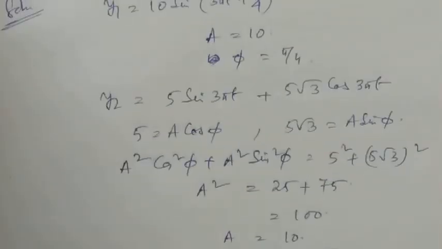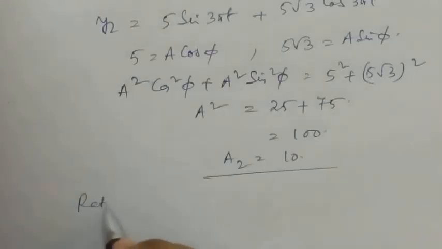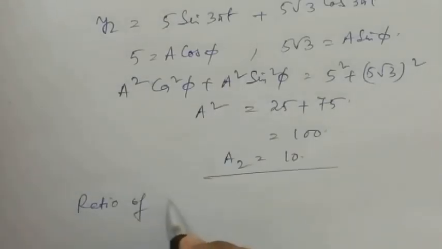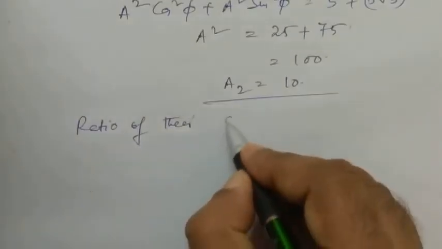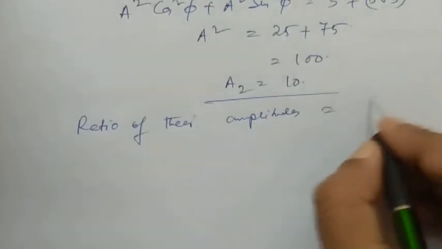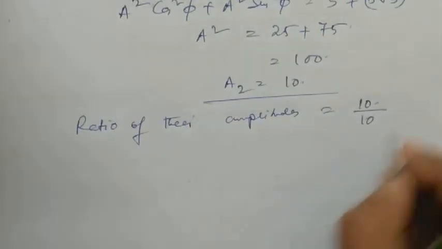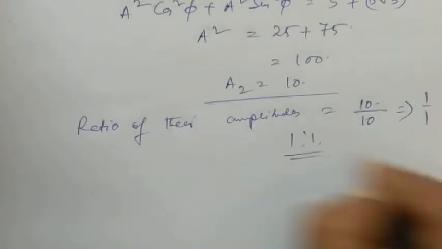So if you name the amplitude of the first one as A1 and amplitude of this one as A2, the ratio of their amplitudes: the first one is an amplitude of 10, the second one is also an amplitude of 10. So it becomes 1:1.